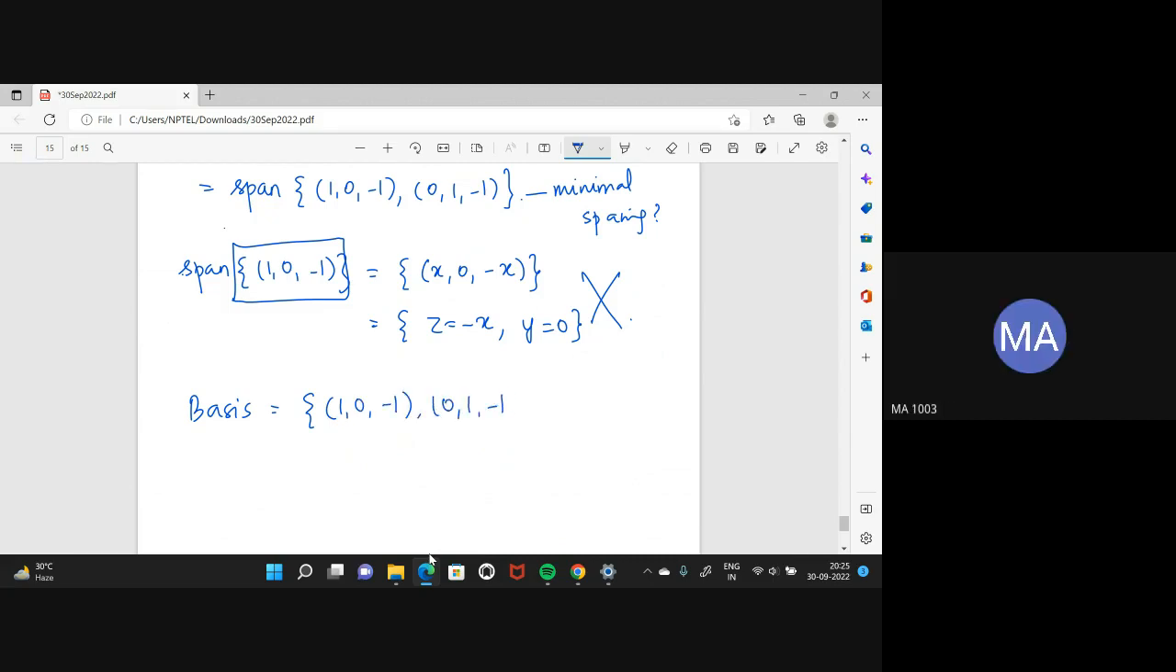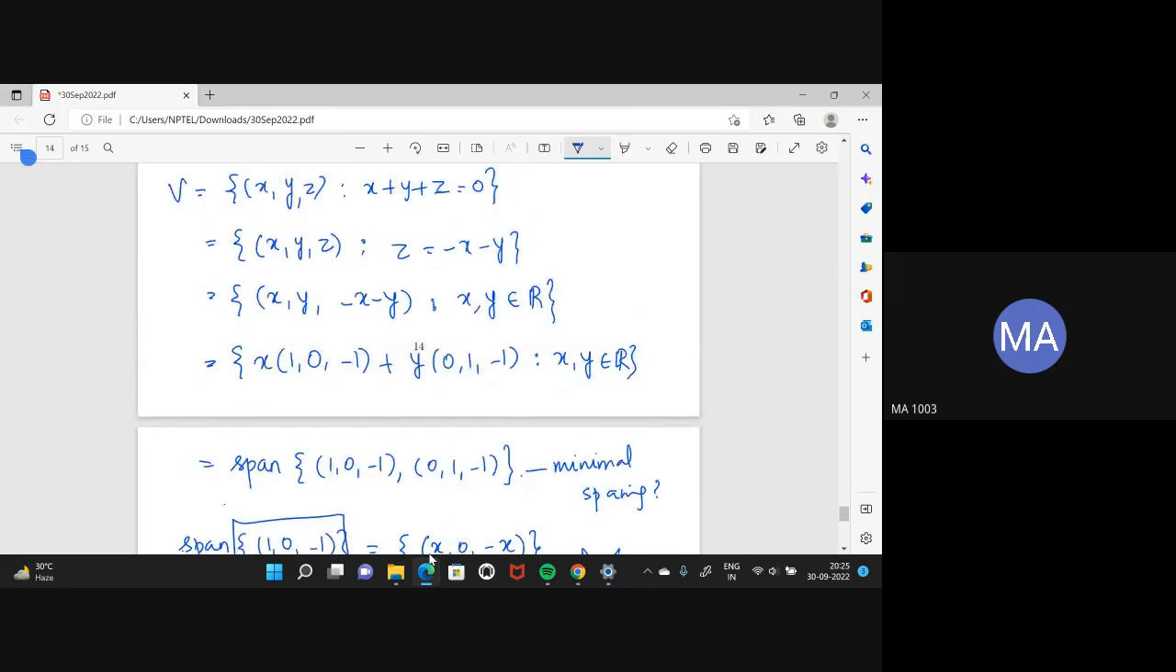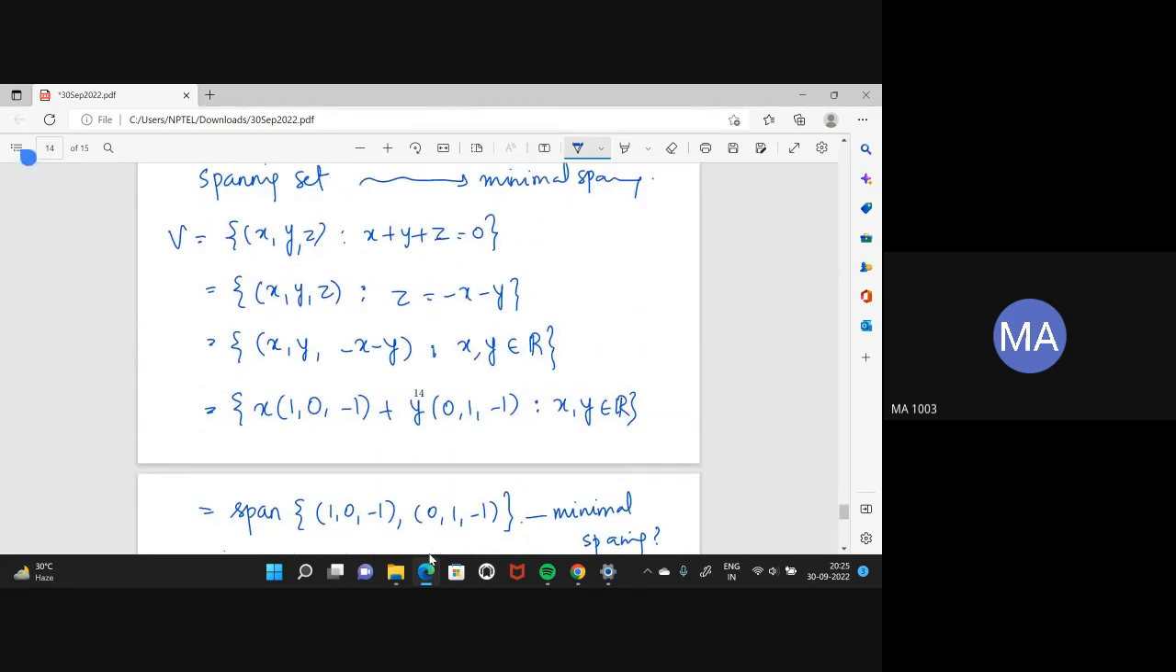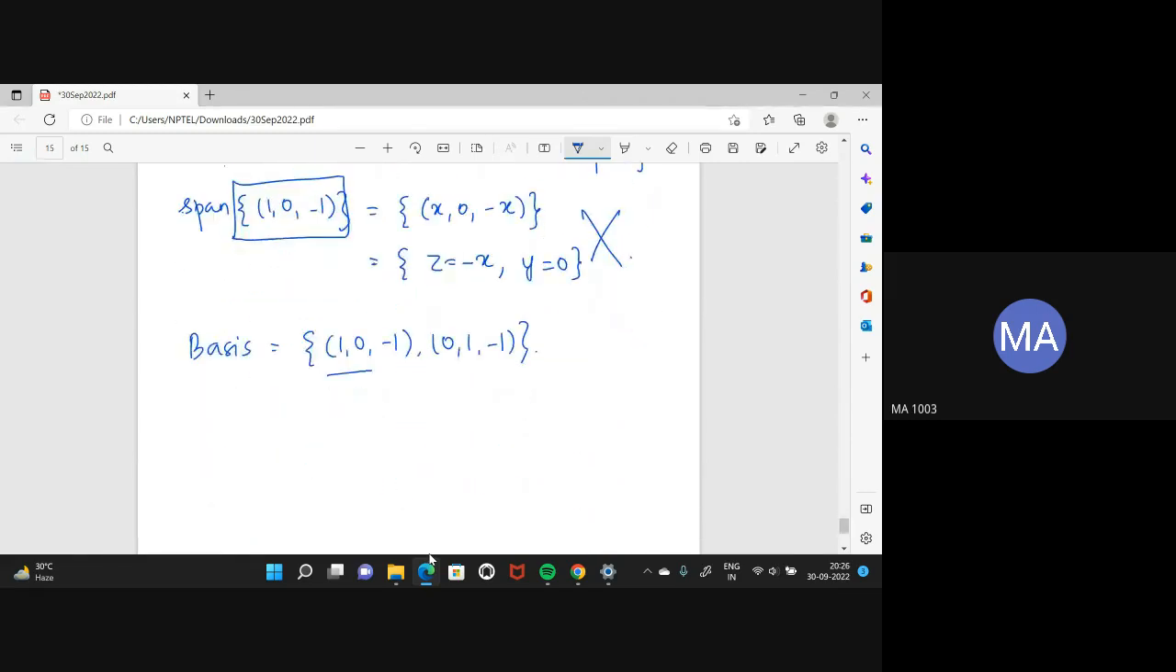That's one basis. If instead of putting z is equal to minus x minus y, I had put x is equal to minus z minus y, I would have got another basis, right? And if I had put y is equal to minus x minus z, I would have got another basis. So depending on which variable you choose to keep as dependent, you will get a different basis. But can you see that all basis elements will satisfy the condition x plus y plus z is equal to 0? Naturally, because the basis elements should belong to the vector space, right?